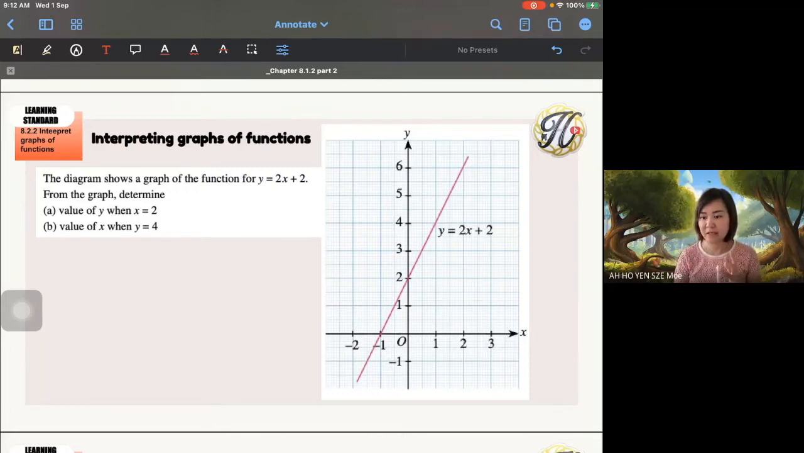Okay, the last step, after you plot the points, then you join. Yes, okay, join the points to form either a straight line or a curve.